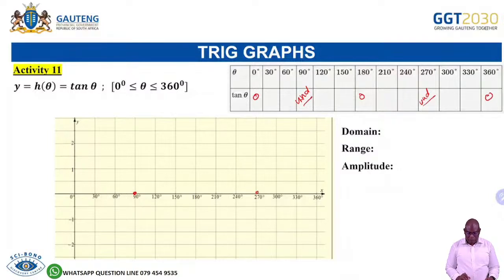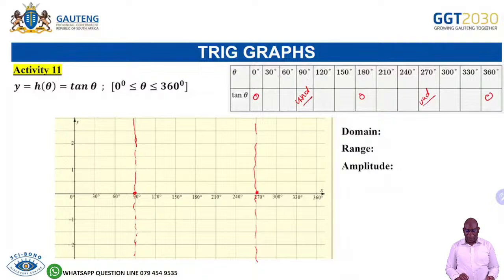At 270 is also undefined, so it doesn't touch that. So what you need to do first is to draw those boundaries in there, so that then you know that those graphs do not touch there. Now, the tan graph works much easier with the 45 degrees.